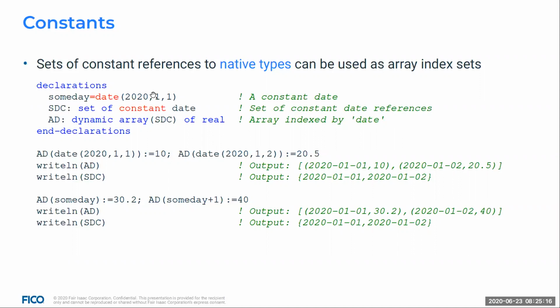Now we know if we have, for instance, here the 1st of January 2020, well, this is unique. Whenever I create this again, it's just going to be this one element. So I can use this for indexing an array. And here I'm just getting the desired output. If I'm changing something here, I'm actually changing the desired element and not a copy or something like this of it.